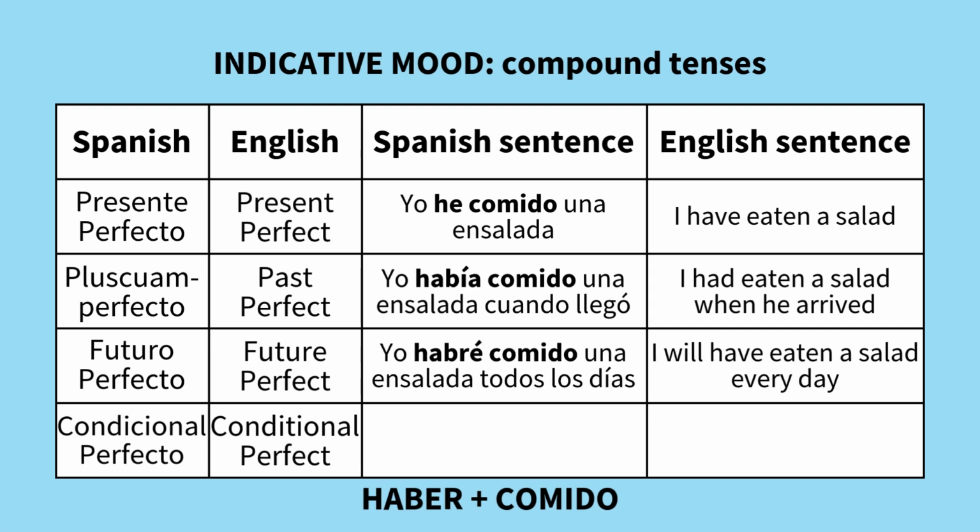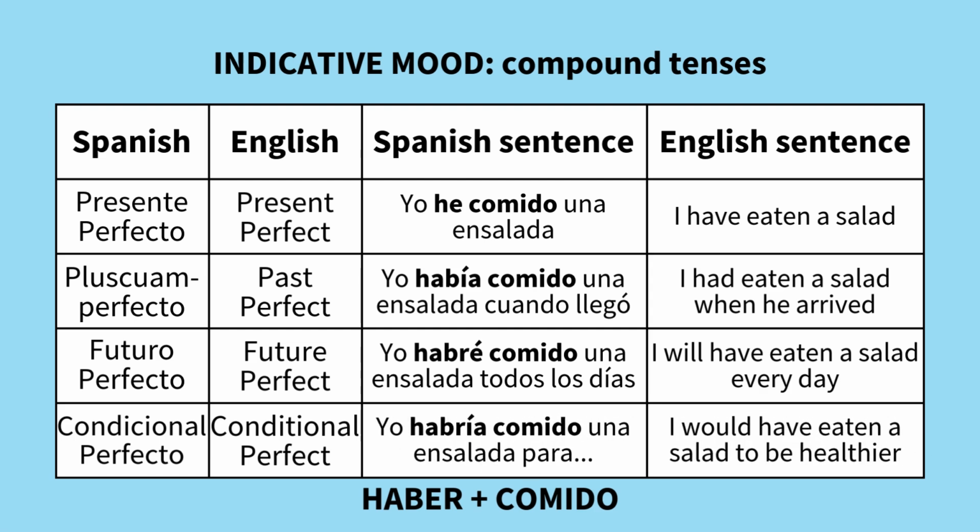In future perfect, yo habré comido. I will have eaten. Yo habré comido una ensalada todos los días. I will have eaten a salad every day. And for the conditional perfect, yo habría comido. I would have eaten. Yo habría comido una ensalada para estar más saludable. I would have eaten a salad to be healthier.